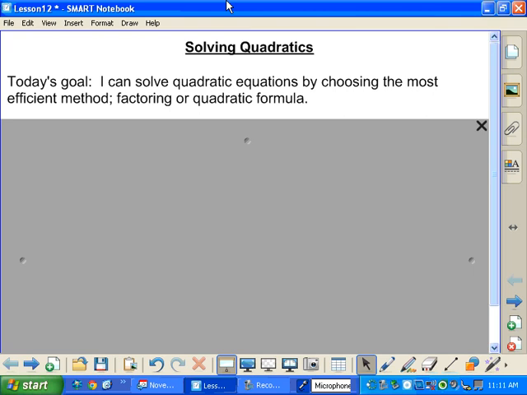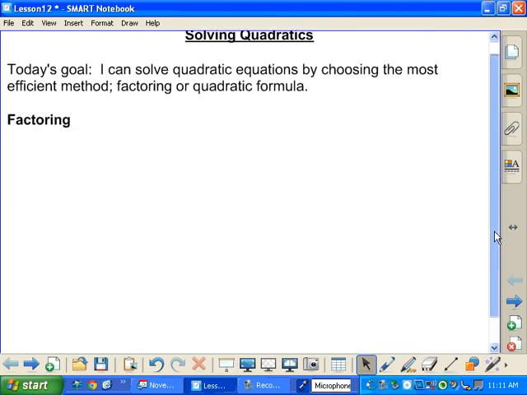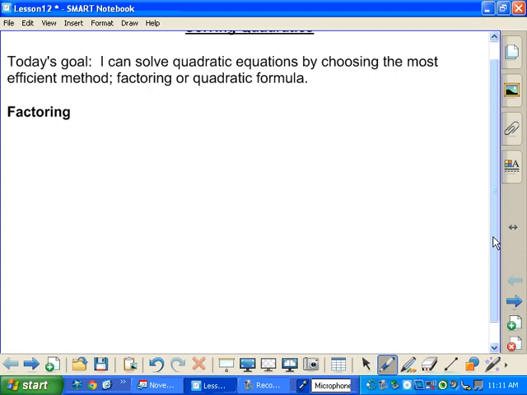So again, you've done this already. It's still technically review material. So as we move through, most of this should seem somewhat familiar. So factoring. Let's just talk about, first of all, how you solve with factoring.